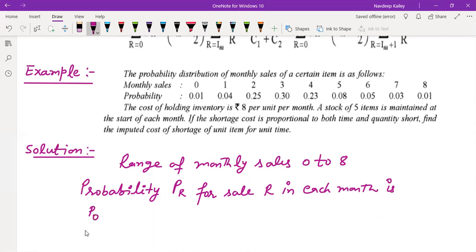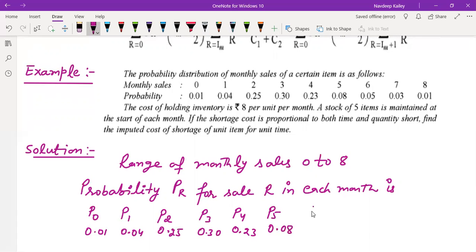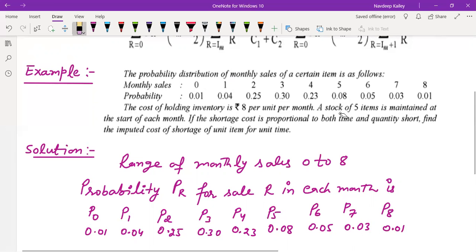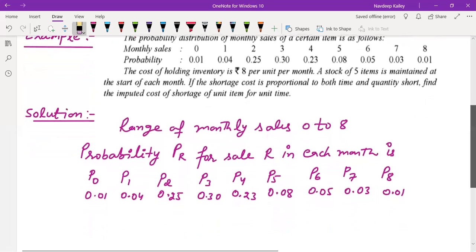P0 is 0.01, P1 is 0.04, P2 is 0.25, P3 is 0.30, P4 is 0.23, P5 is 0.08, P6 is 0.05, P7 is 0.03, P8 is 0.01.